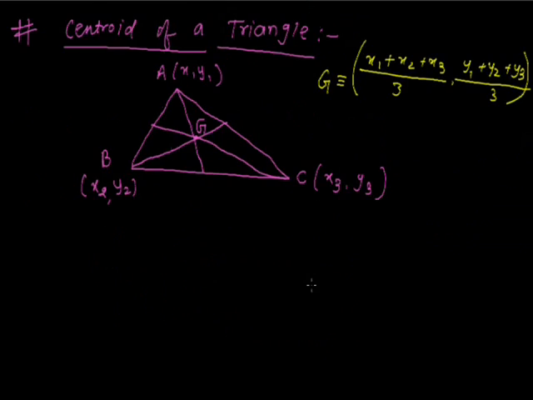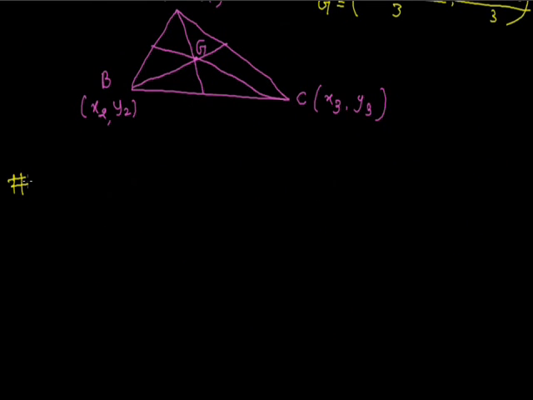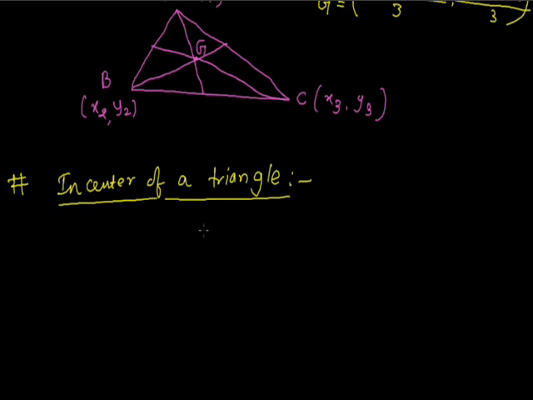Now we will discuss another important point, that is the incenter of a triangle. What is meant by incenter? Incenter of a triangle is the point where all the angle bisectors of the triangle intersect. It is denoted by capital I. किसी भी triangle का the incenter of any triangle is the point of intersection of all the angle bisectors in the triangle.